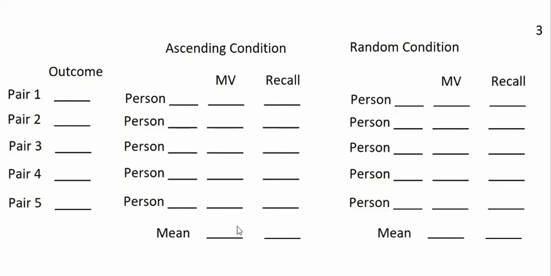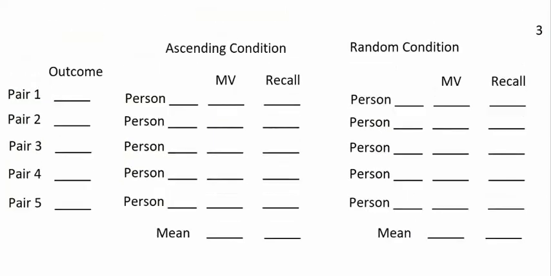And then once you've made up your data, calculate the mean of your matching variable by adding these numbers and dividing by 5. Do the same thing for group 2 random. Calculate the mean recall score by adding and dividing by 5, and do the same thing for group 2, and write the 4 answers down here.